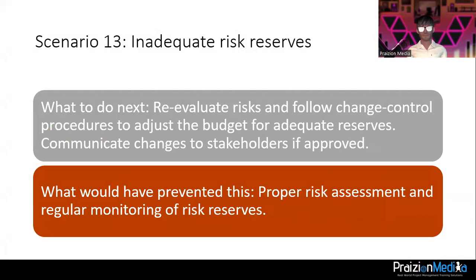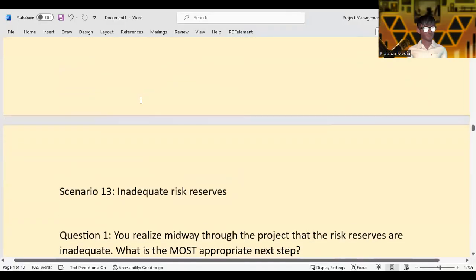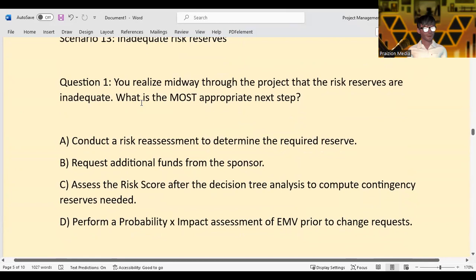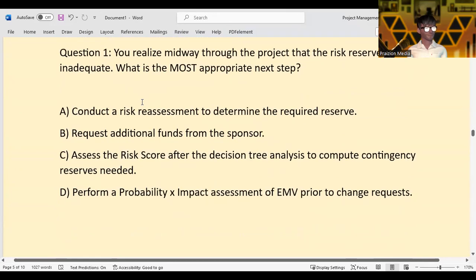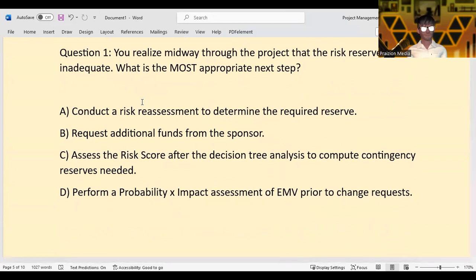With that said, let's go ahead and take a look at one or two questions. Last two questions for today. You realize midway through the project that risk reserves are inadequate. What is the most appropriate step? Is it A, conduct a risk reassessment to determine the required reserve? Is it B, request additional funds from the sponsor? Is it C, assess the risk score after the decision tree analysis to compute contingency reserves needed? Or is it D, perform a probability impact assessment of EMV prior to change requests?